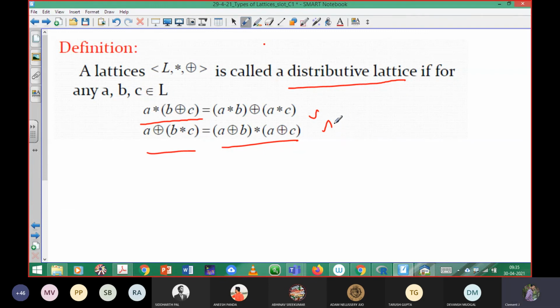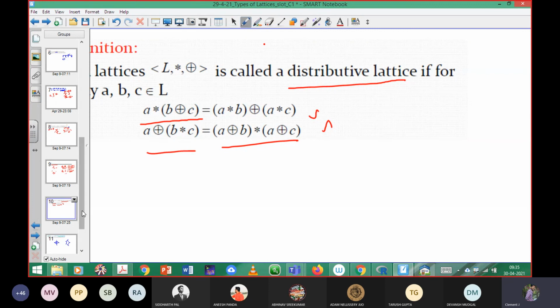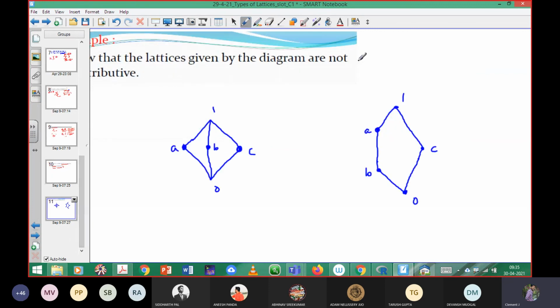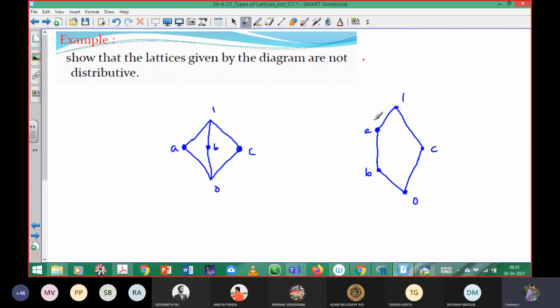Yes, sir. Okay, here star and plus represent GLB and LUB respectively. That's it. Here I'm not going to solve this problem. I have simply given the diagrams for practice. It's your duty to check whether these two lattices are distributive or not. Here it is mentioned: show that the lattices given by the diagram are not distributive. You can pick three elements as a counterexample to show it is not distributive by verifying those properties.